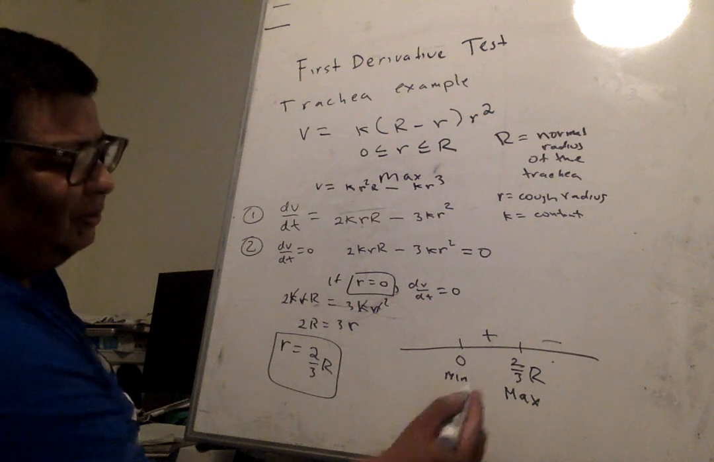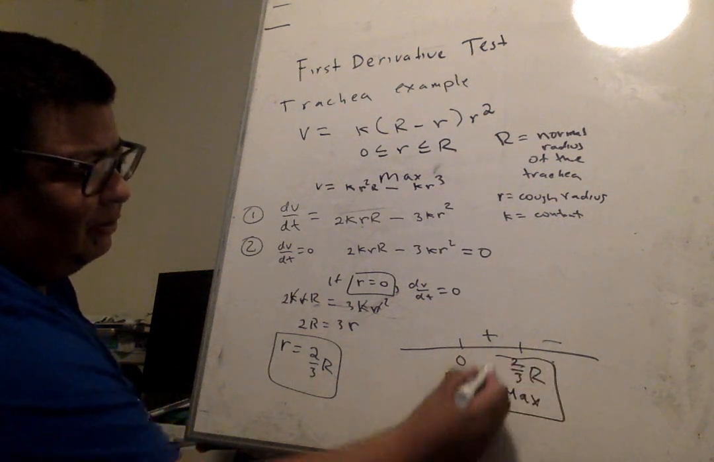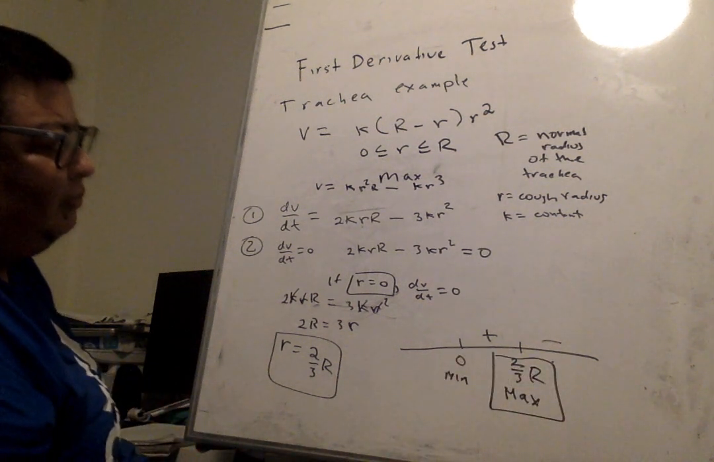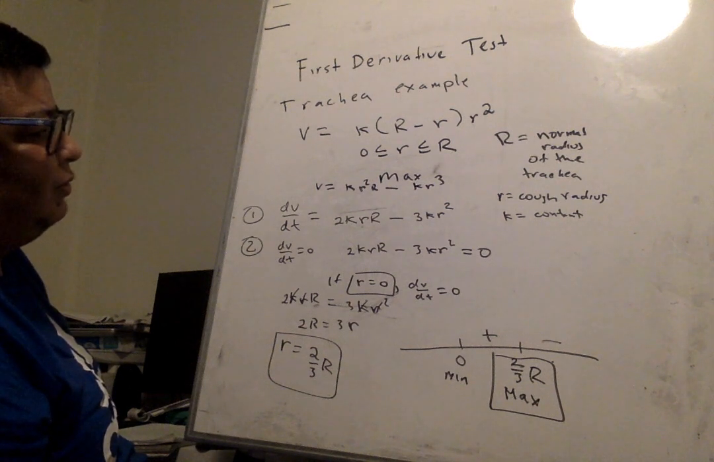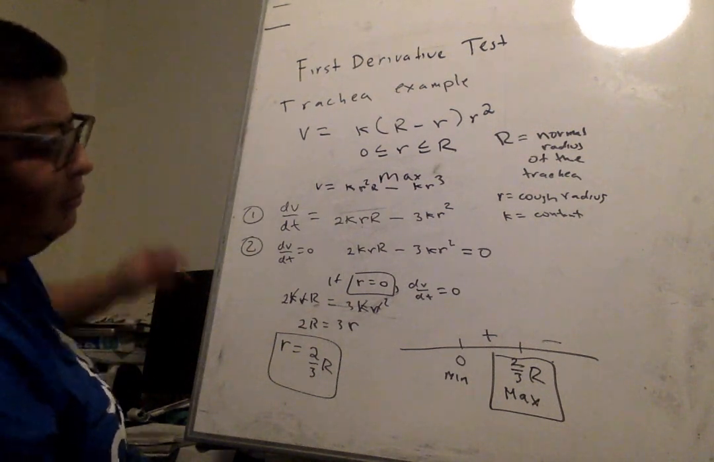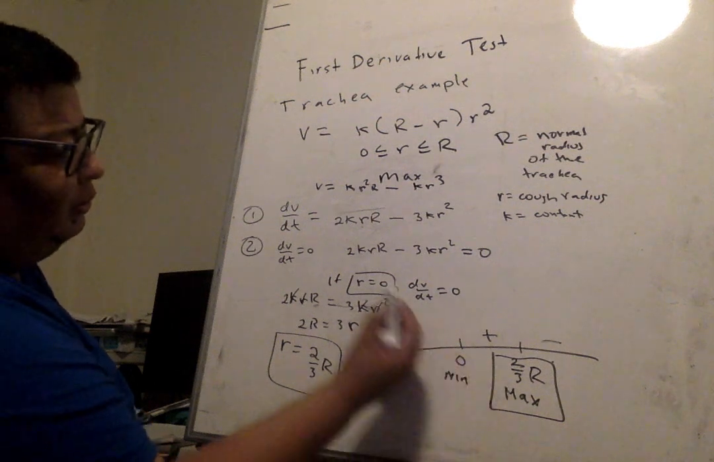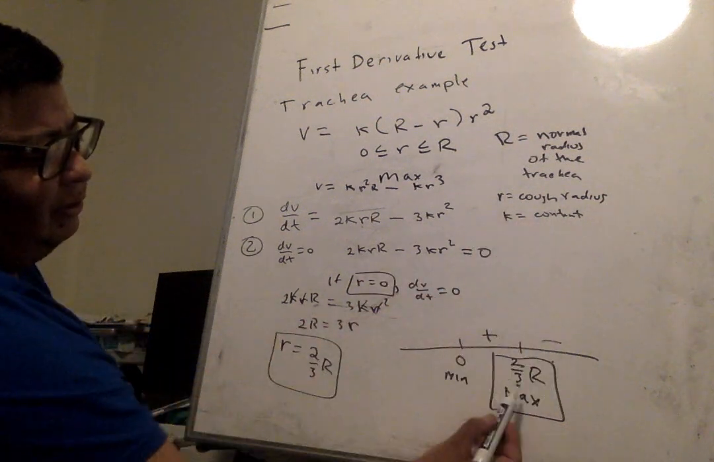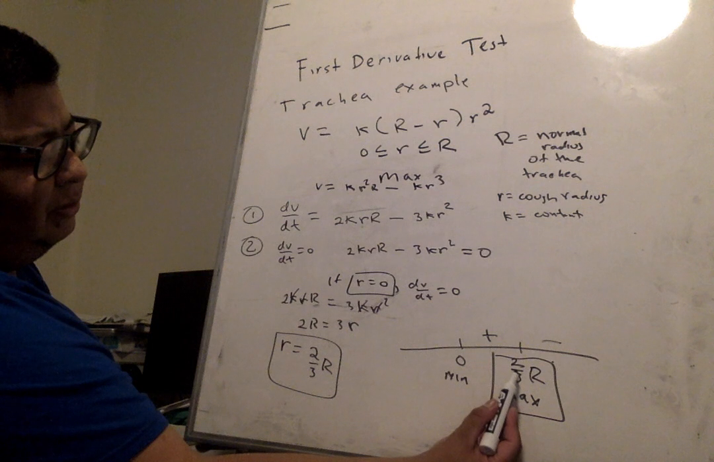Okay, so we found the max. So the max is 2/3 r. So the maximum velocity occurs when the little radius r, the coughing radius, is 2/3 r.